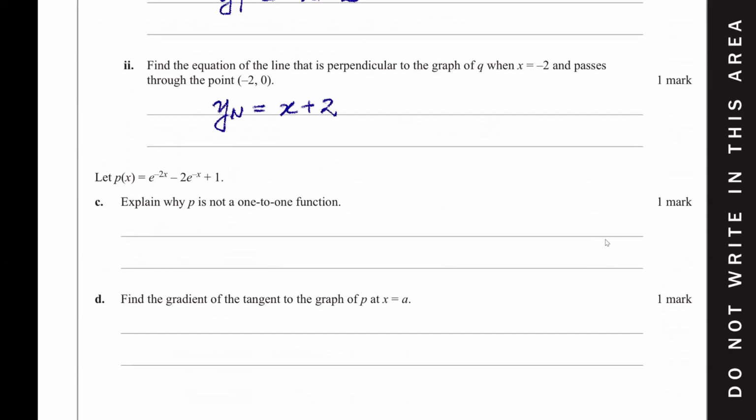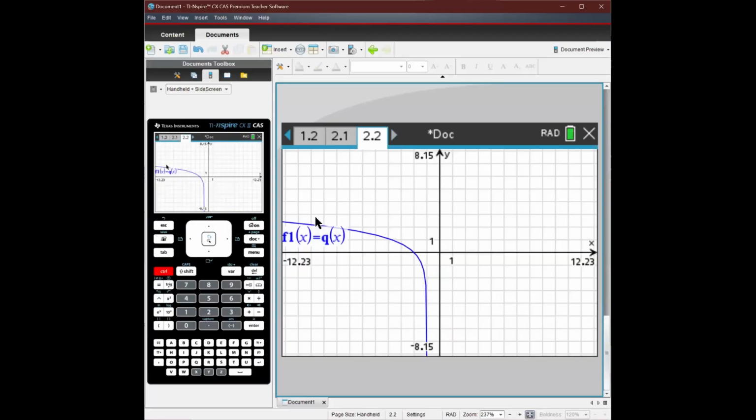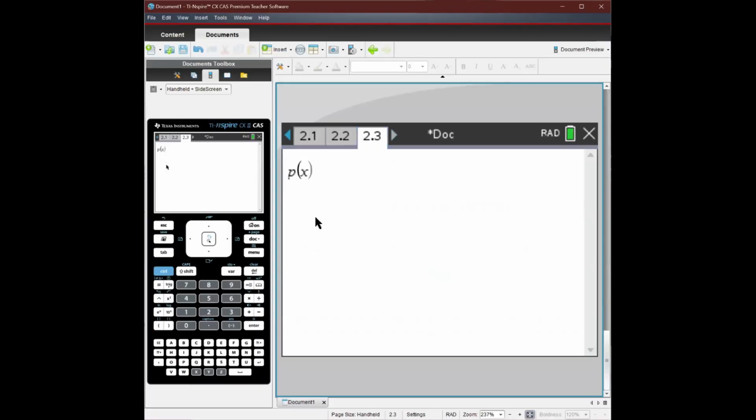That P of x equals e to the power minus 2x minus 2e to the power minus x plus 1. Explain why P is not a one-to-one function and find the gradient of the tangent to the graph of P at x equals a. Well, basically, we need to define this function. P of x is assigned to exponential minus 2x minus 2 exponential minus x plus 1.